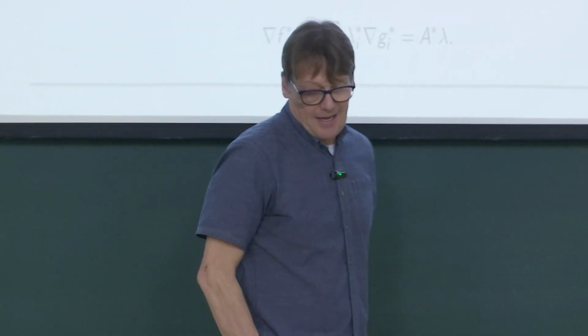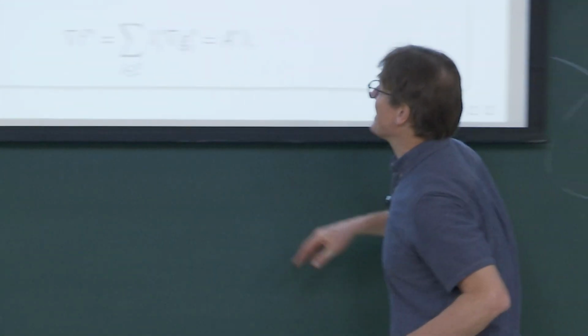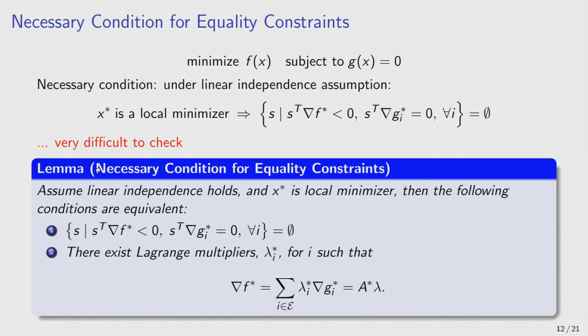Okay, so this is the key lemma then that says that this unwieldy condition here, that there are no strict feasible descent directions, so the set of all directions that give me strict descent and are feasible is empty, is equivalent to this much simpler condition: the existence of Lagrange multipliers, such that I can express the gradient of my objective function as a linear combination of the gradients of the constraints.